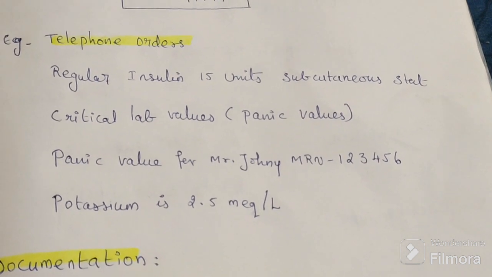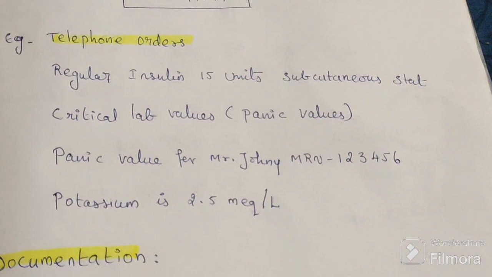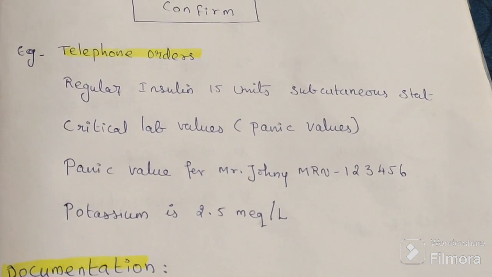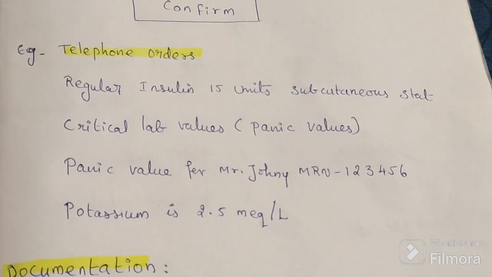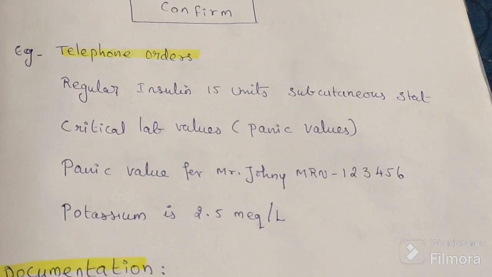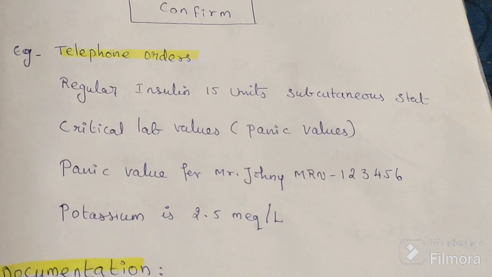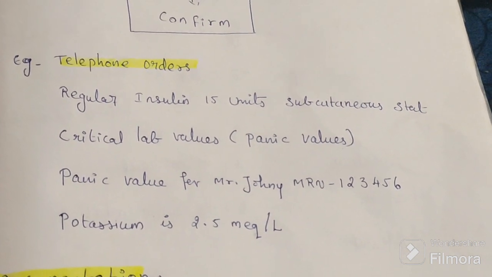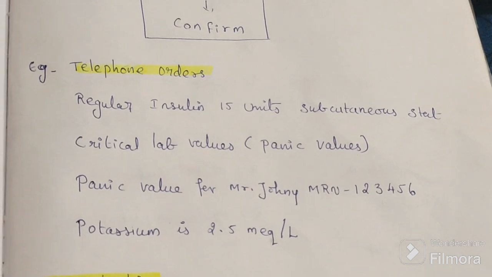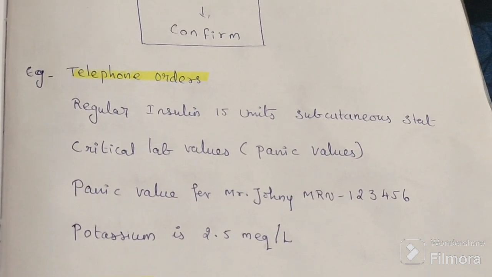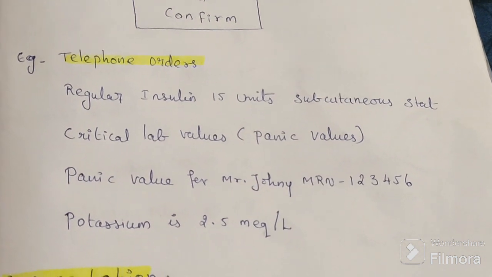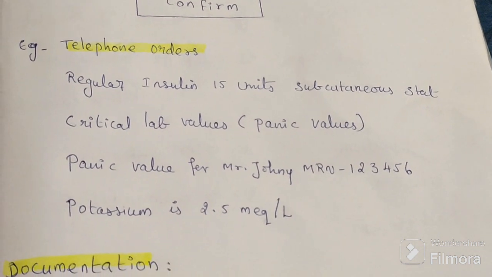That is, for Mr. Johnny, MRN 123456, potassium is 2.5 milli equivalent per liter. When you are reading that back, the lab technician has to listen and reply back, yes nurse, you are right, that is for Mr. Johnny, MRN 123456, potassium 2.5 milli equivalent per liter.